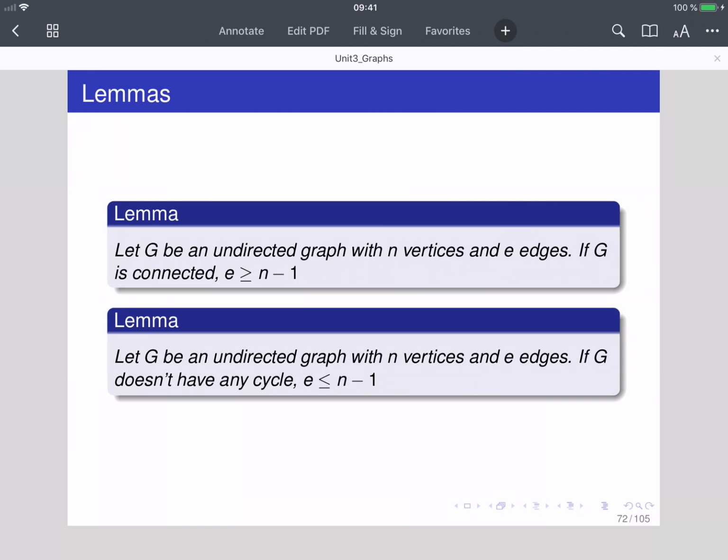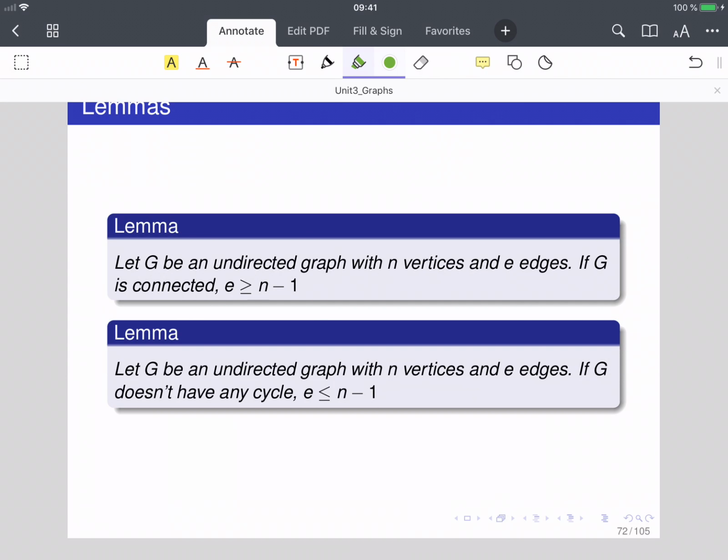Okay, so the first thing that we are going to do is to show that we have a relationship between the number of edges, which we are going to call E, and the number of vertices whenever we have graphs that are either connected or don't have cycles. Okay, so in both cases we talk about the number of vertices, which is n, the number of edges, which is e, and we are going to prove a relationship between them when the graph is connected or the graph does not have a cycle.